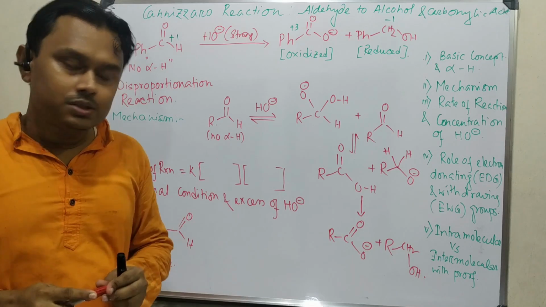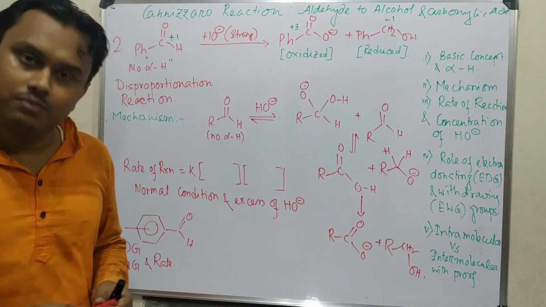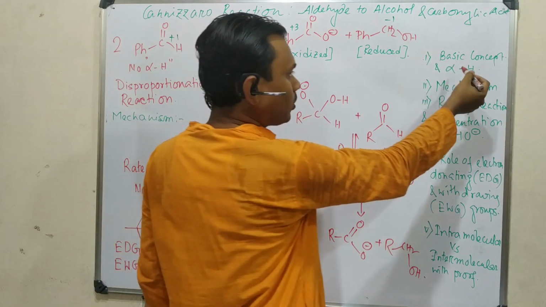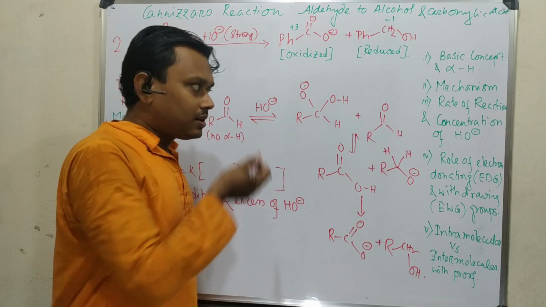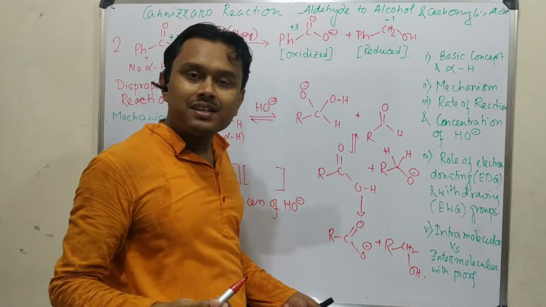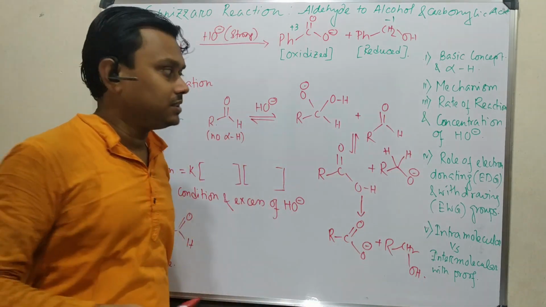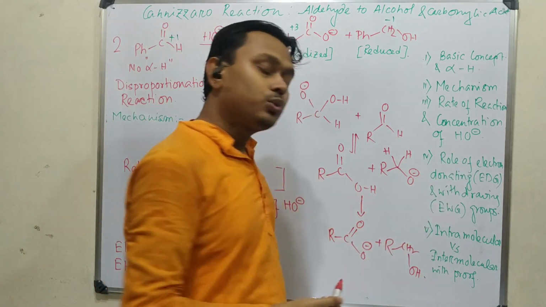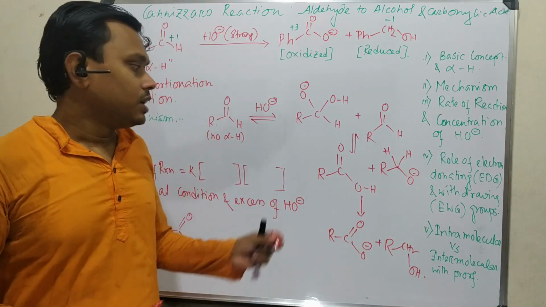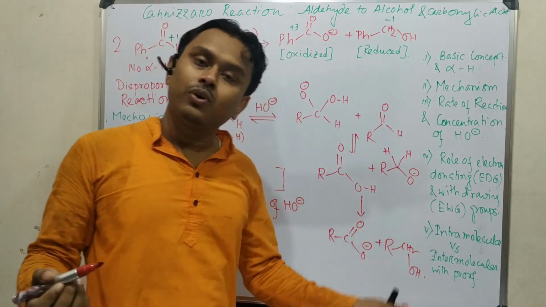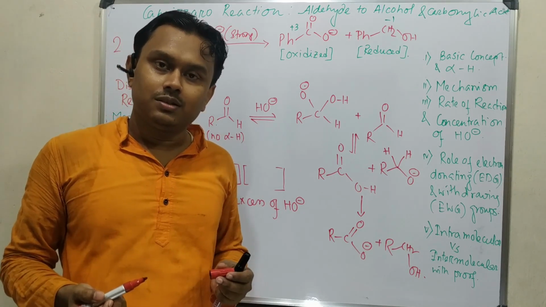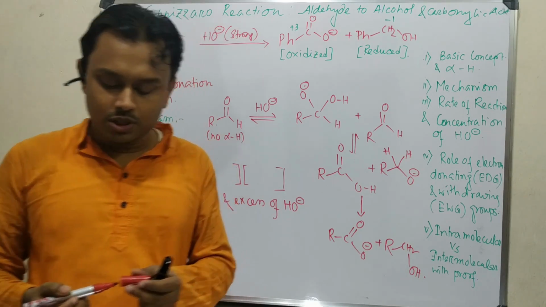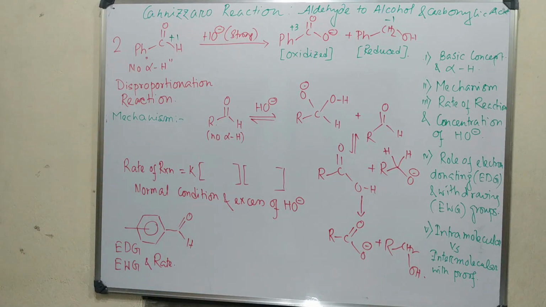So today's discussion will mainly focus on a few points: the basic concept and alpha hydrogen, which is important. Second is the mechanism. Third is the rate of the reaction and its dependence on the concentration of alkali. Fourth, the role of electron donating as well as electron withdrawing groups. After that, I will discuss whether it is intramolecular or intermolecular, because there could be a controversy. Is the reaction intramolecular or intermolecular? We will discuss this factor in this video.